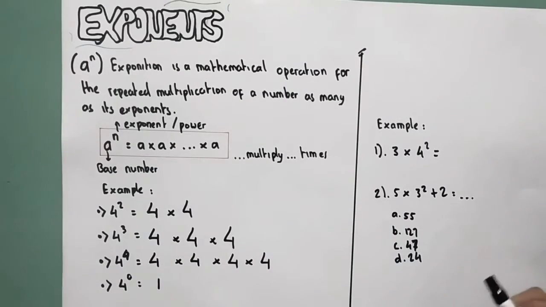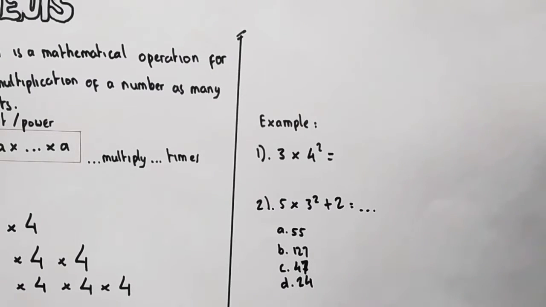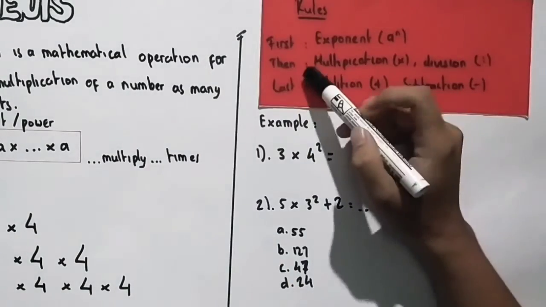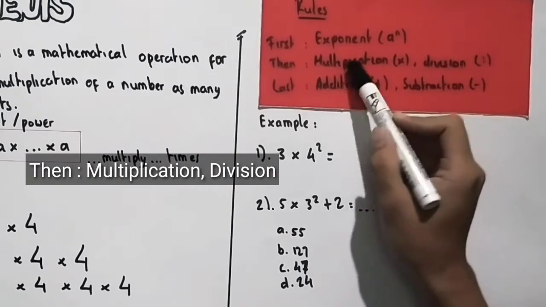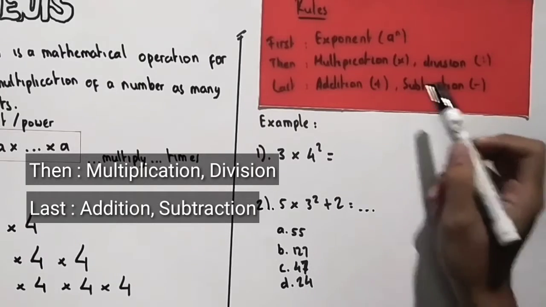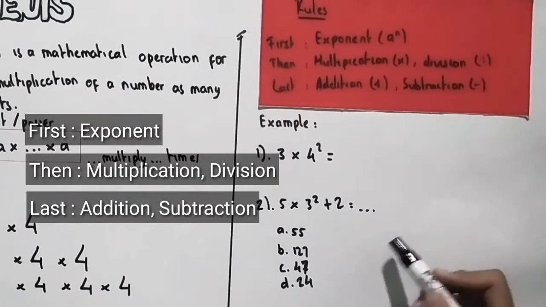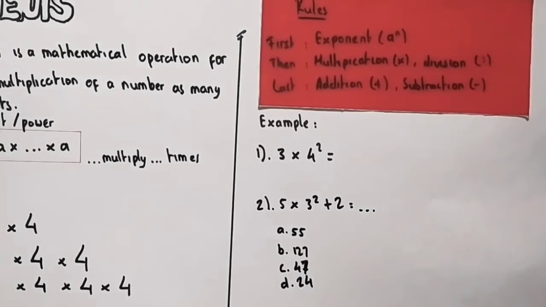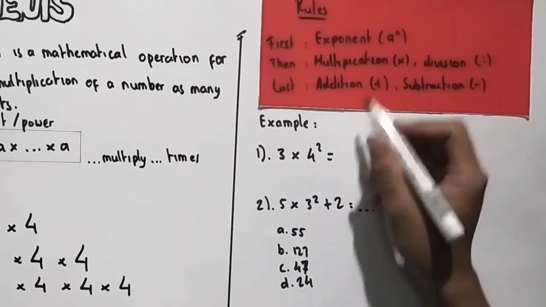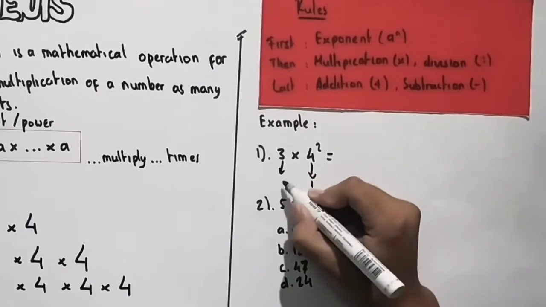Okay, next, exponents also have rules. From the basic material, we get the rules: first, multiplication and division, and then addition and subtraction. But actually, before multiplication and division, we should calculate the exponent first. For example, number 1: 3 times 4 multiplied 2 times. So first we do the exponent, and then the multiplication second.